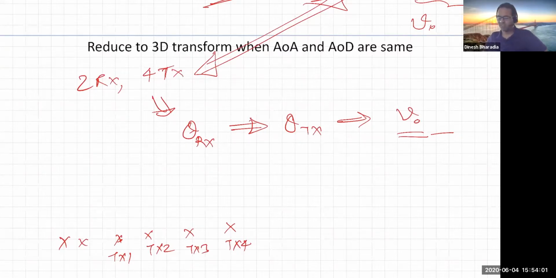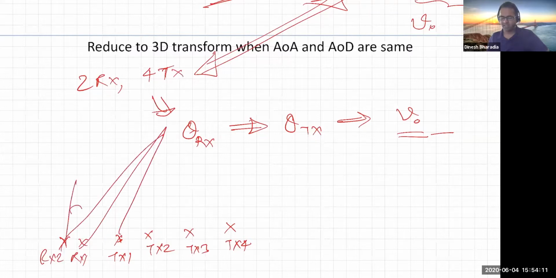Look, I think I have 4 transmitters, right? Each one of them will give me receiver 1 and receiver 2, right? And I can get, with respect to that, I can get angle of arrival theta, right? Again, I can do the same with transmitter 1.